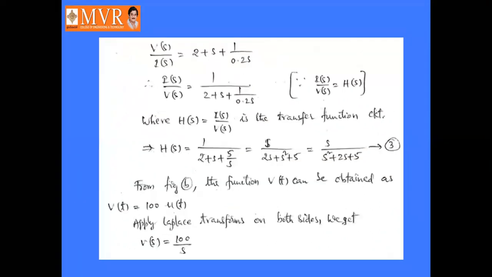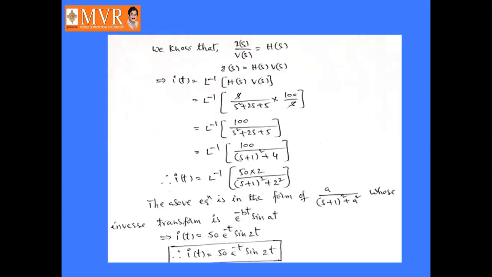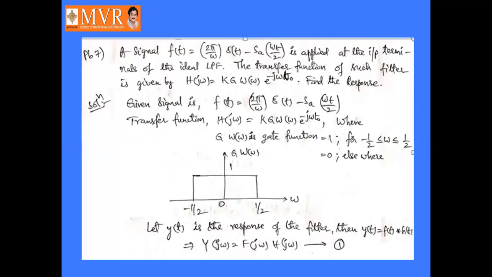So that finally we'll get H of s equal to some expression, that is equation number 3, and from figure b the function v of t can be obtained as v of t equal to 100 into u of t. Taking the Laplace transform, we'll get V of s equal to 100 by s. So finally you will get i of t is 50 into e power minus t into sine 2t. That is about the finding of the current i of t with the given information.